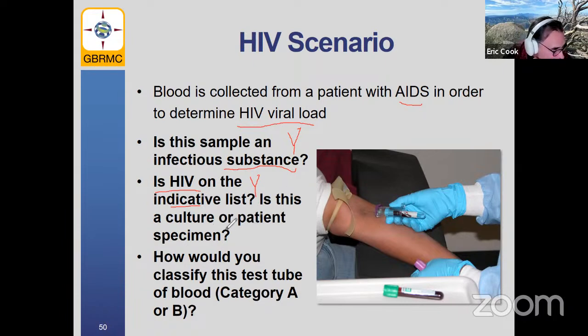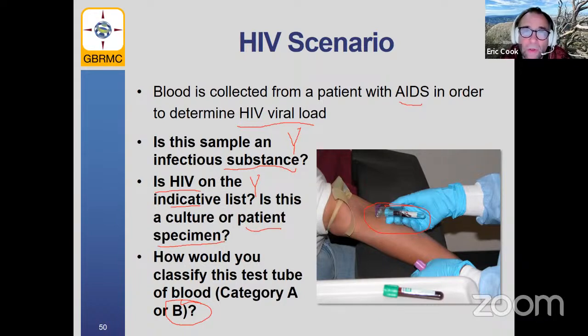In this case, is this a culture or a patient specimen? What we have here is a patient specimen. It is not a culture, and it is a low concentration. So because it's not a culture, the correct answer would be category B. I would classify HIV for viral load testing as a category B infectious substance.